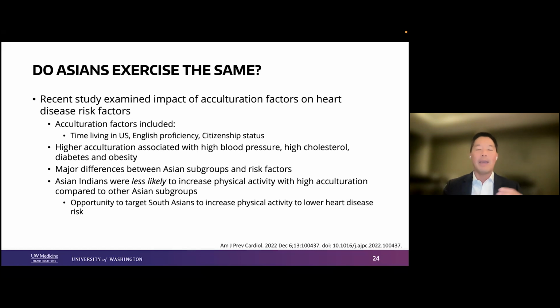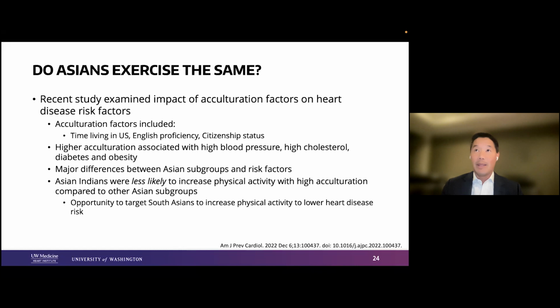What we have seen in the past is that the more acculturated you are, meaning that you have lived here longer and your English proficiency is better, that tends to be associated with an increase in some of these risk factors. We found that in general, a higher level of acculturation was associated with higher blood pressure, higher cholesterol, diabetes, and obesity. But we found major differences among these Asian subgroups. One of the things that was very striking was that whereas all the other major Asian subgroups, including Filipinos and Chinese, at least those we could disaggregate in this study, were more likely to increase their activity level, Asian Indians did not really have any improvement in their physical activity for those who were more highly acculturated.